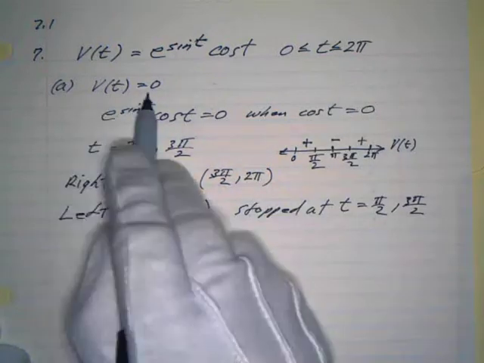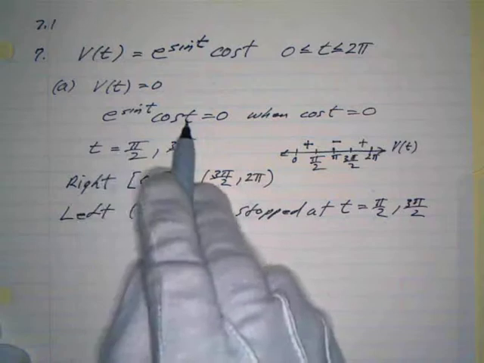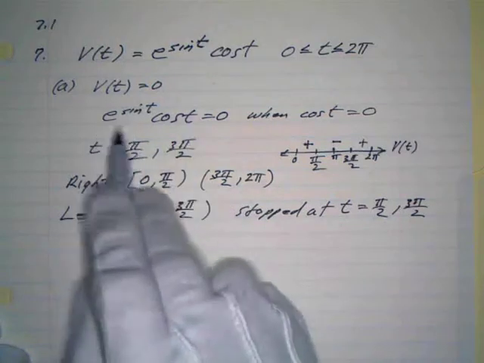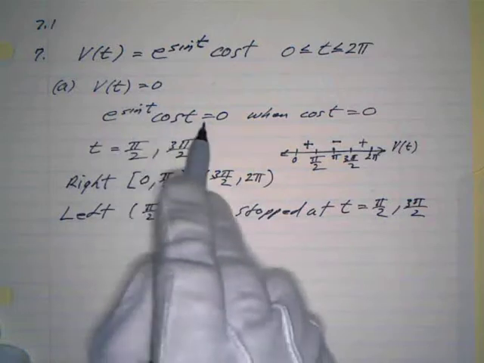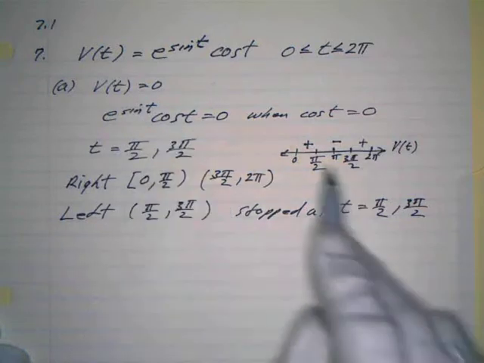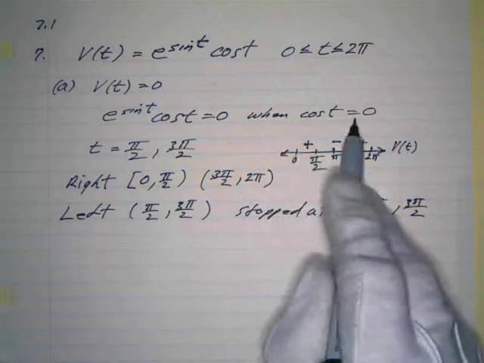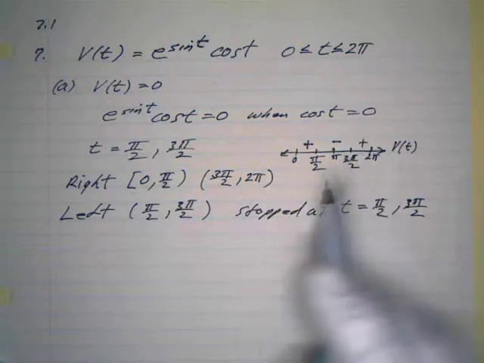So like we've done on the other problems, we want to find out where it stops. So that's when my velocity is 0. So we set this equal to 0. Now the reality is that this is always going to be positive. This will never be equal to 0, so the only time this product will be equal to 0 is when the cosine of t is equal to 0. So all I have to worry about is the cosine being equal to 0. So this is kind of like, I think, number 1.